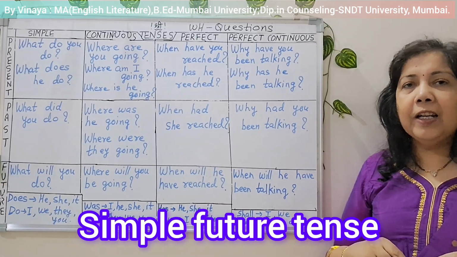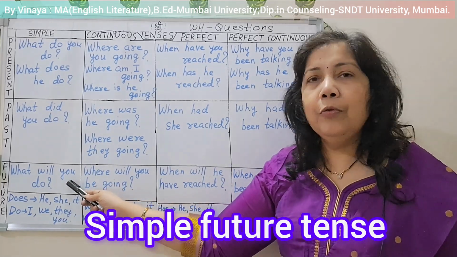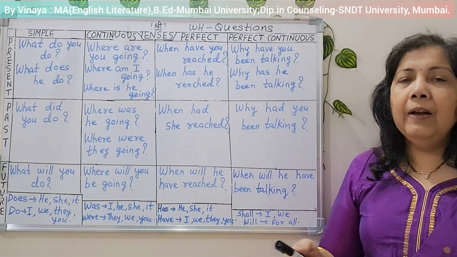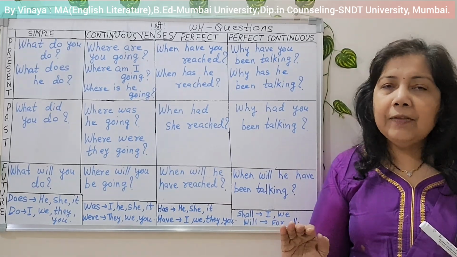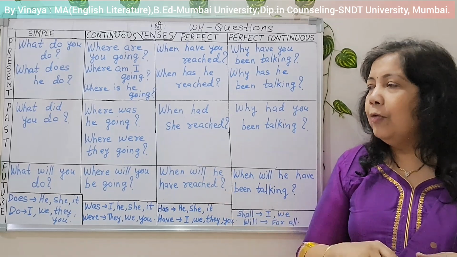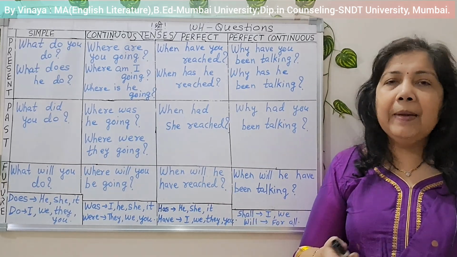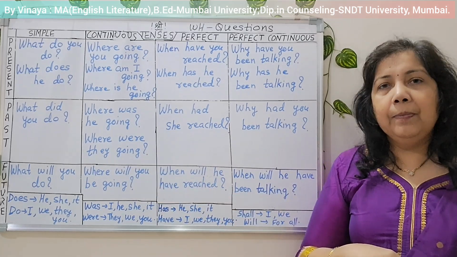First kind of future tense, simple future tense. Question, what will you do? When to use this tense? Just when you want to say something about the future. So what will you do? WH plus will plus subject plus the main verb. Here do is the main verb.